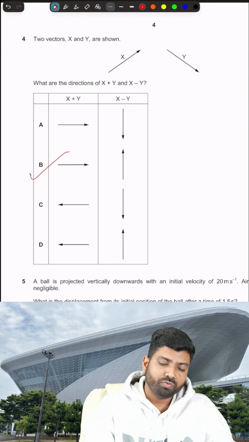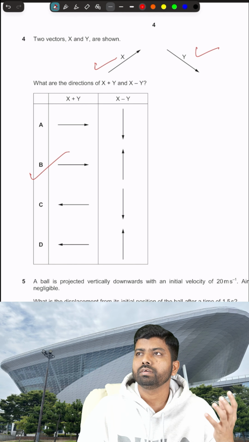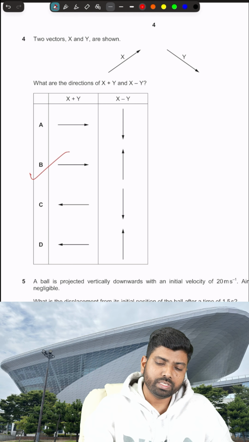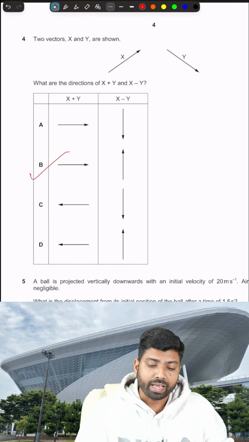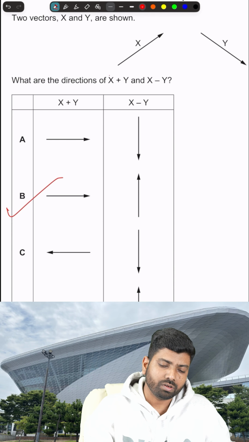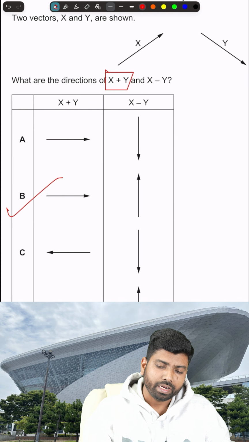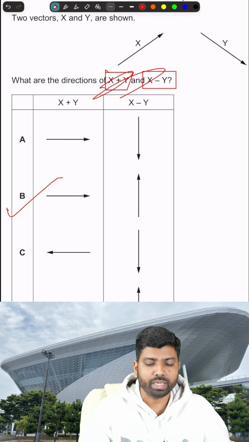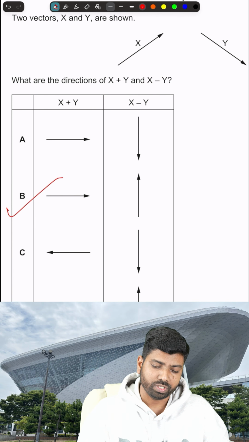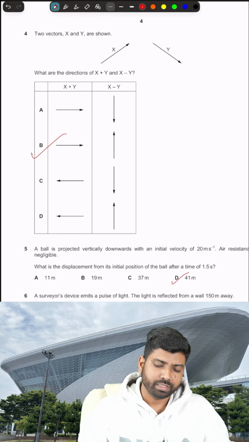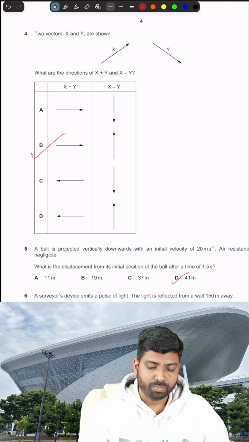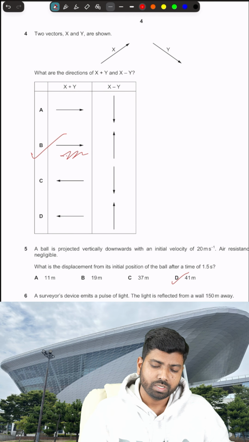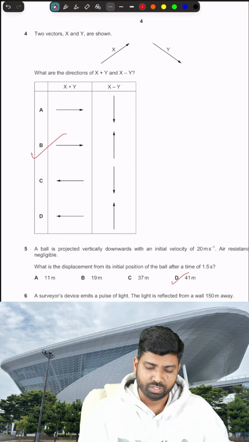Okay, can you see two vectors, vector x and vector y, shown in the picture, right? So when you see these vectors, what is the direction of x plus y and x minus y? You have to find the resultant of x plus y and x minus y, point to be noted, right? So I have highlighted the answer. So x plus y will be in this direction and x minus y will be in this direction. Then I have to give you the clarification, right?